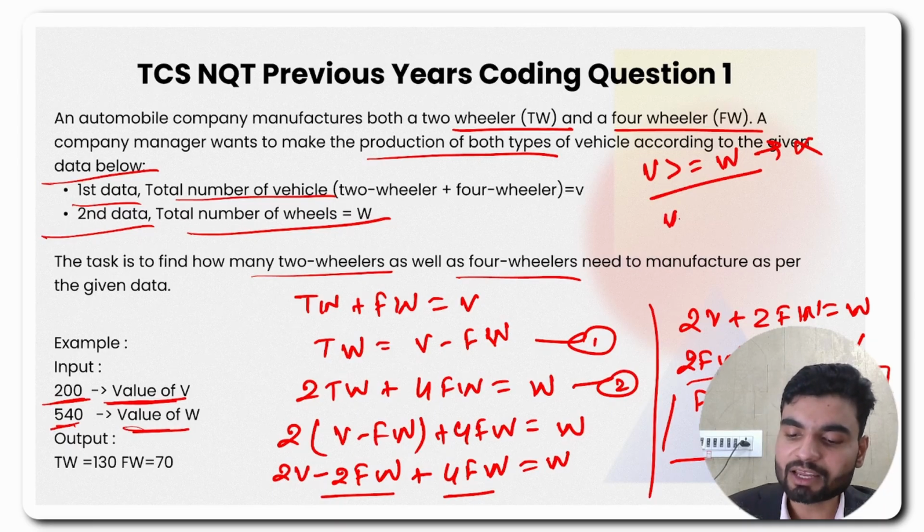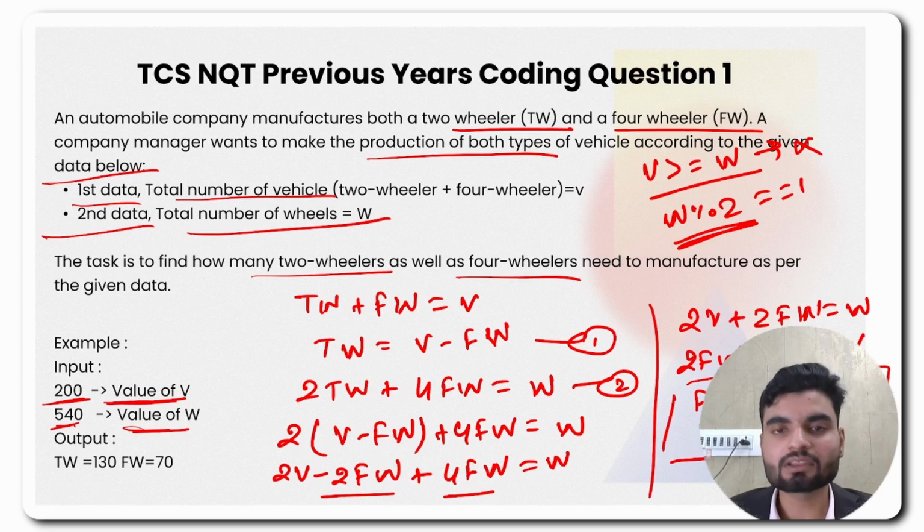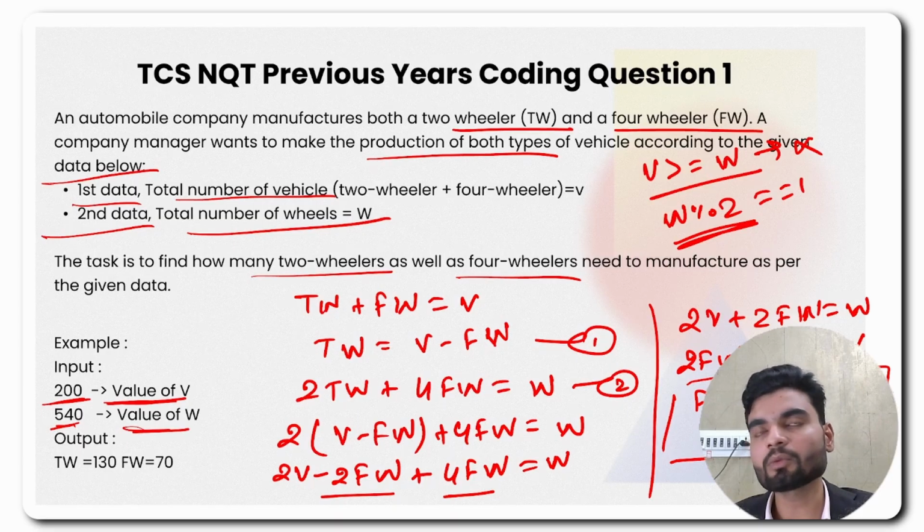Again, the number of wheels cannot be an odd value, right? Why? Because they are producing two-wheelers and four-wheelers. There is nothing like a three-wheeler, right? So you cannot have an odd number of wheels. Yes or no? Cool. So I hope it makes sense. Again, the number of four-wheelers cannot be negative and the number of two-wheelers cannot be negative. So these are the scenarios where the invalid case can occur.